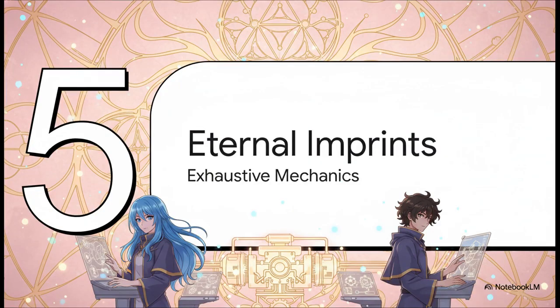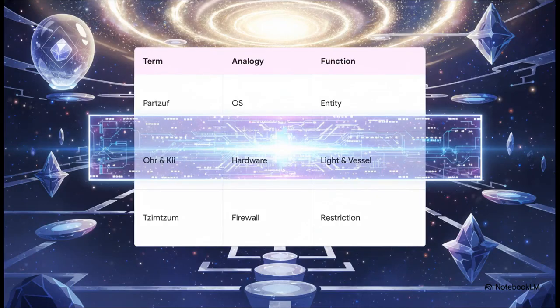Section 5. Eternal Imprints of Light. Exhaustive Mechanics. Okay, now that we have those analogies in our toolkit, let's get into the exhaustive, precise mechanics outlined in the Talmud Eser Sefirot. We're going to look at exactly how this data flows and, importantly, how it's restricted. Because the crucial point here is that this infinite light absolutely needs boundaries, or else the receiving vessels would shatter from the overload. A partzuf is the structured spiritual entity, kind of like the operating system organizing the flow.